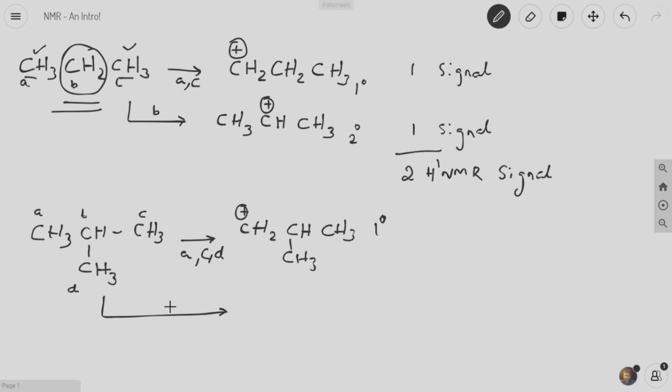Whereas if I try to remove it from B, it's going to be CH3 twice, C+. That is a tertiary carbocation. Can you find out the number of signals? So the hydrogen attached on carbon A, C and D will give one signal. Likewise, the hydrogen attached to carbon B will give you one signal. So totally we'll get 2 signals.